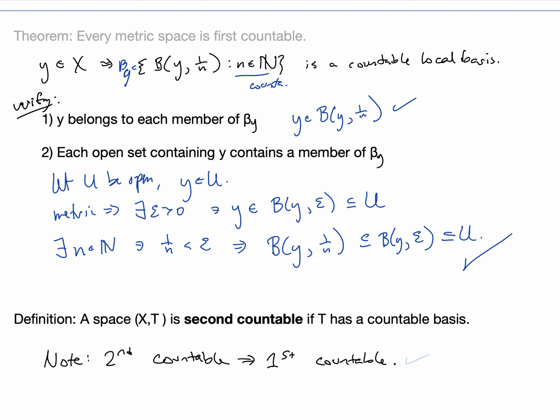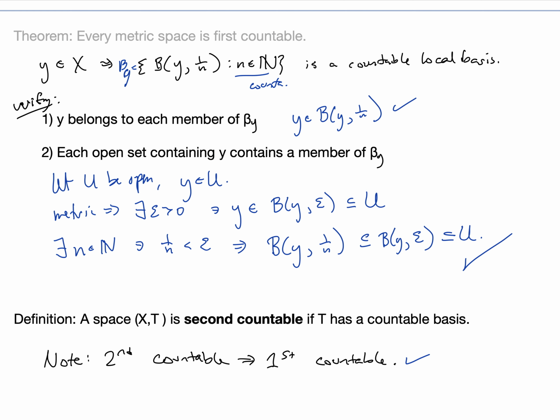So here's another definition of second countability. A space (X, tau) is second countable if it has a countable basis. So not a countable local basis at each point, but just a countable basis overall. And observe that second countable does imply first countable. If we've got a countable basis, then those countable basis elements that contain a point y would be a countable local basis at that point y. So second countable implies first countable.